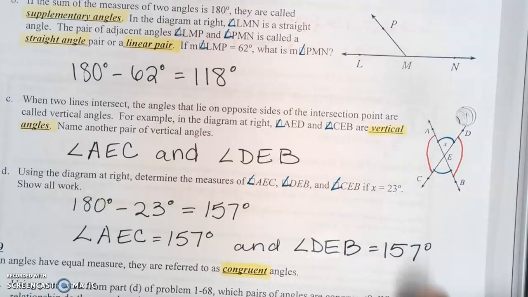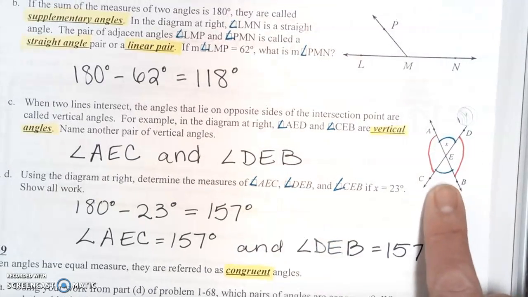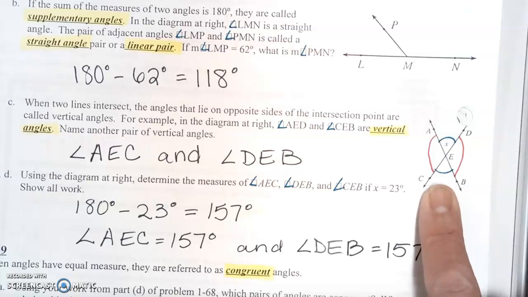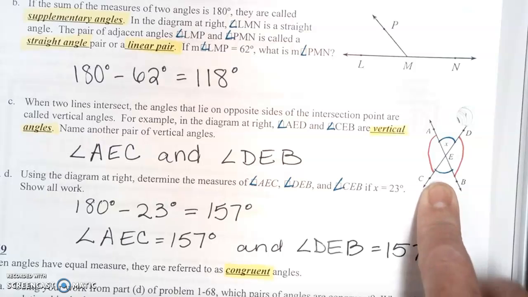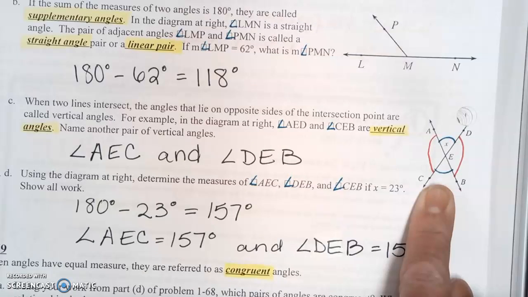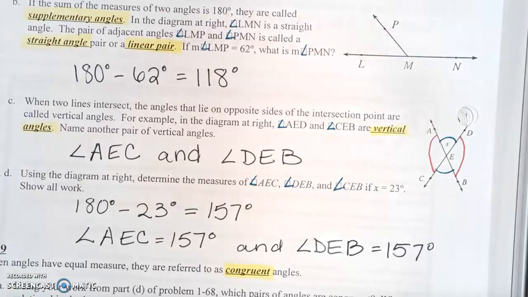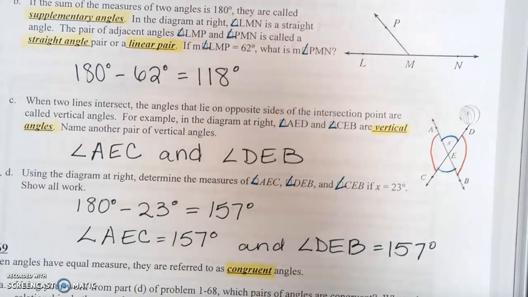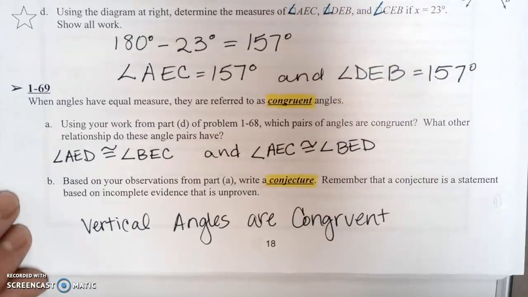What is angle CEB? Is it 157 or is it 23? 23. It's clearly the smaller one, right? Okay, good job. All right, jumping down to the bottom.